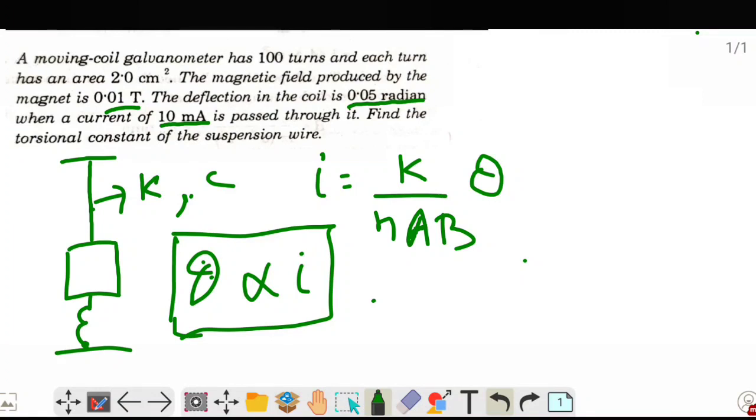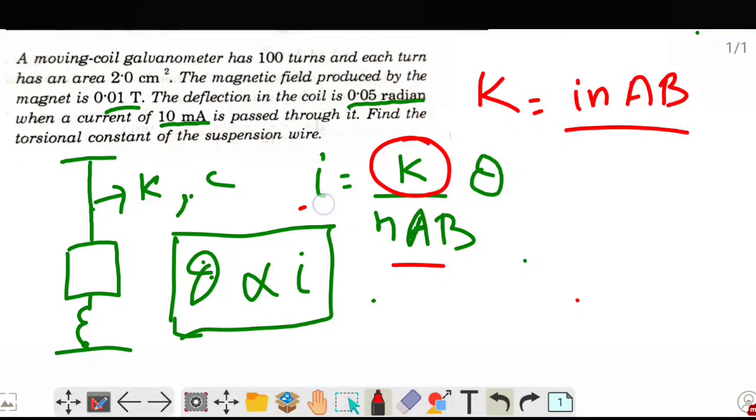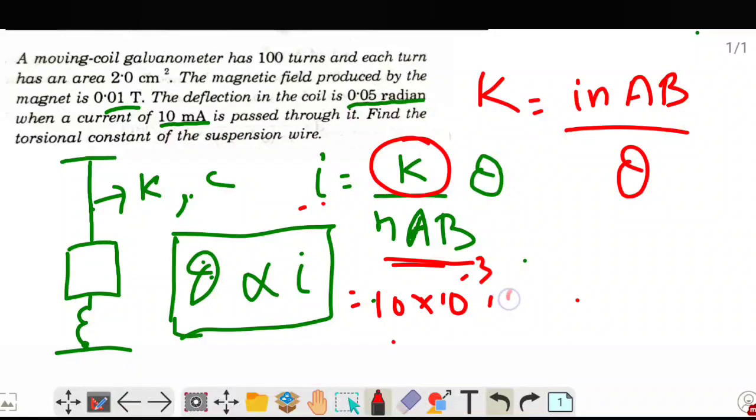So in this question we have been asked to find the value of this K. Other quantities are given, so we can write simply K is equal to I times NAB divided by theta. Now substituting the values, what is I? I is 10 milliampere, so that is equal to 10 into 10 power minus 3. N is the total number of turns, that is given to be 100, so into 100, into area of the coil.